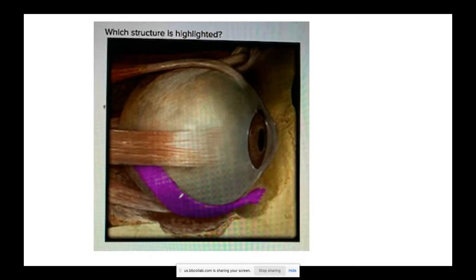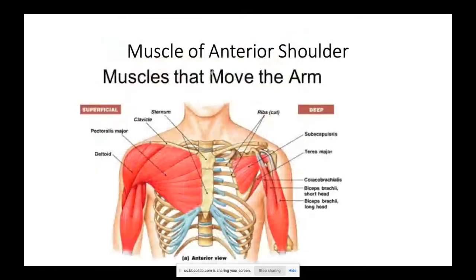Which one is this one on the bottom? The one on the bottom is going to be the inferior oblique. That one on the outside is the lateral rectus. This one is the superior oblique, and the one on top, superior rectus. That's straight. It doesn't make the curve. It's just straight. Okay. Let's look at the shoulder.